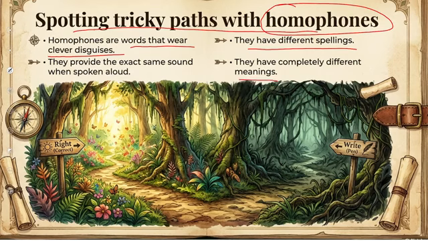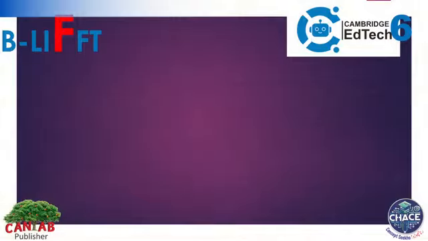For example, we have the word right, R-I-G-H-T, and we have the word write, W-R-I-T-E. Both words have the same sound, but if you look at their spelling, they are different. Right means correct, and write means to write something. That is the difference, and we call these words homophones.